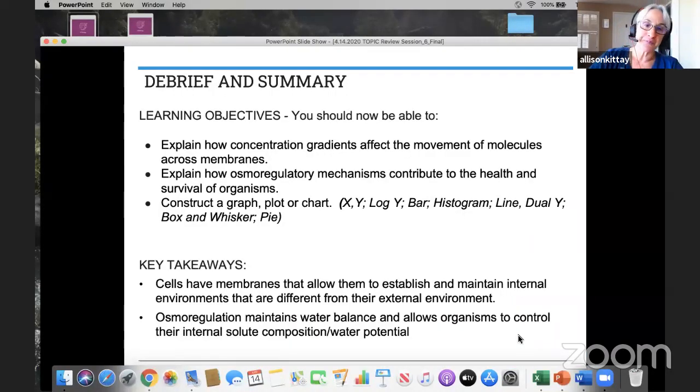All right, so our debrief. You should now be able to explain how concentration gradients affect the movement of molecules across membranes. You should be able to explain how osmoregulatory mechanisms contribute to the health and survival of organisms, and you should be able to construct a graph. Okay, your key takeaways. Cells have membranes that allow them to establish and maintain internal environments that are different from their external environment. Also, osmoregulation maintains water balance and allows organisms to control their internal solute composition and water potential.